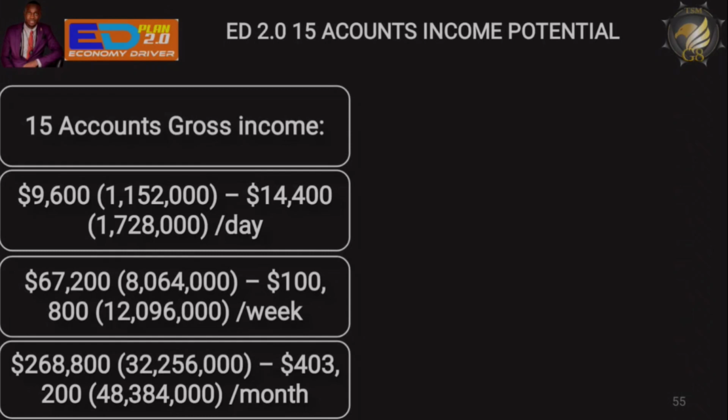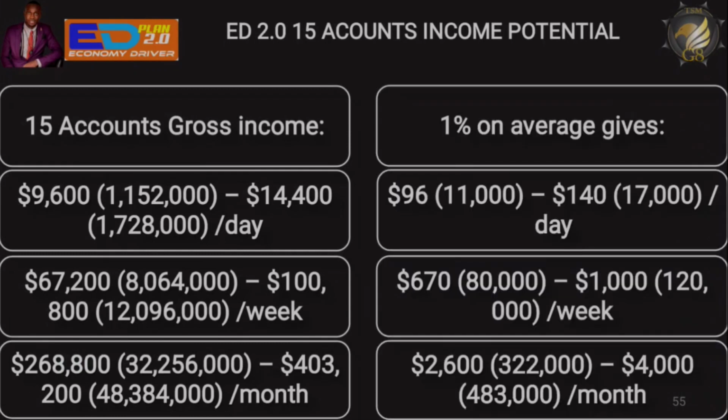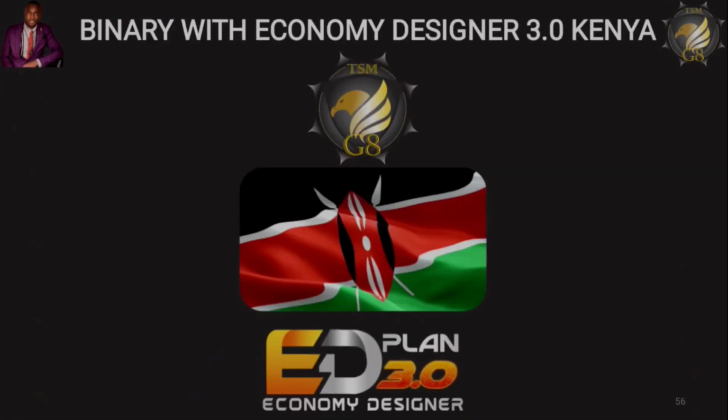And that now gives us the income potential for 15 accounts. So what you see here on the screen is 100% potential of 15 accounts using the second way of making money, that is called March sales bonus. If we help you achieve 1% of this, how much is that going to be? That is going to be an average of $96 per day at 1% success potential, $670 per week at 1% success potential, and $2,600 per month at 1% success potential. Okay, so that is the power of the opportunity, and that marks the end of the ED 2.0 packages elaboration.